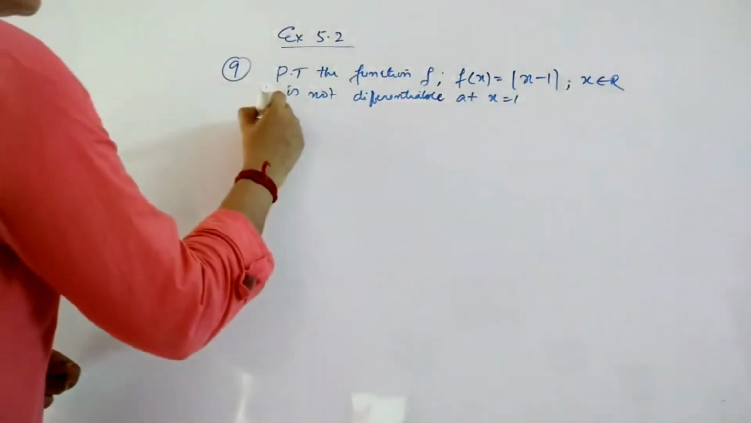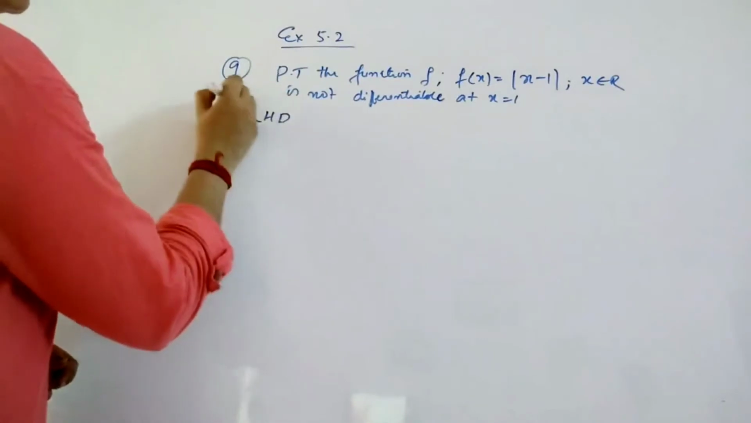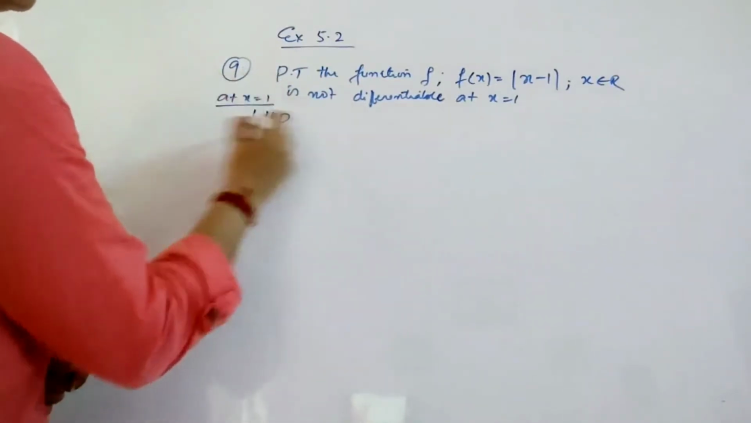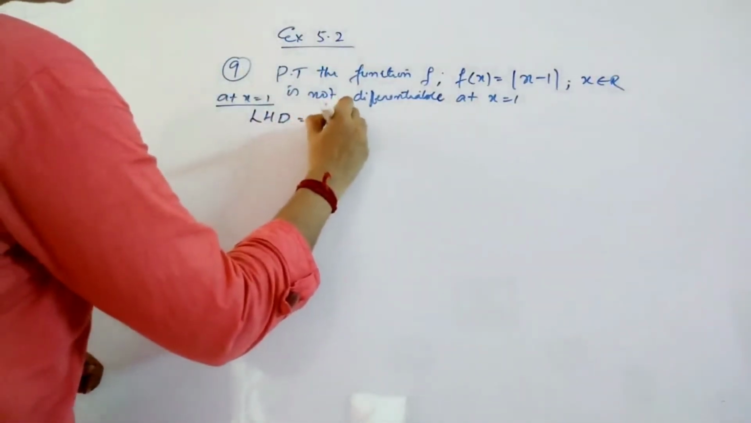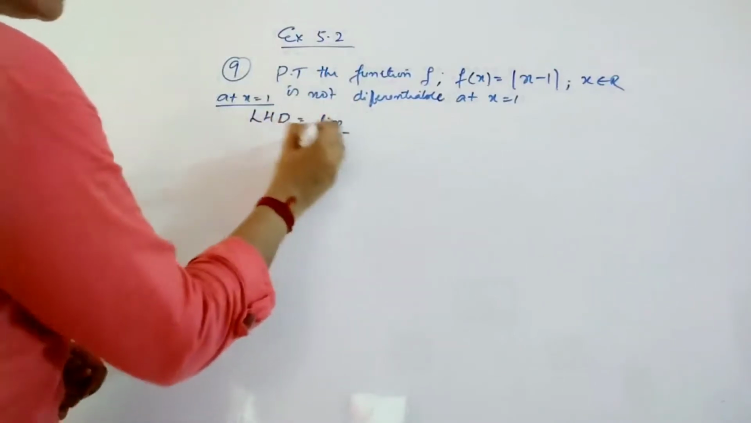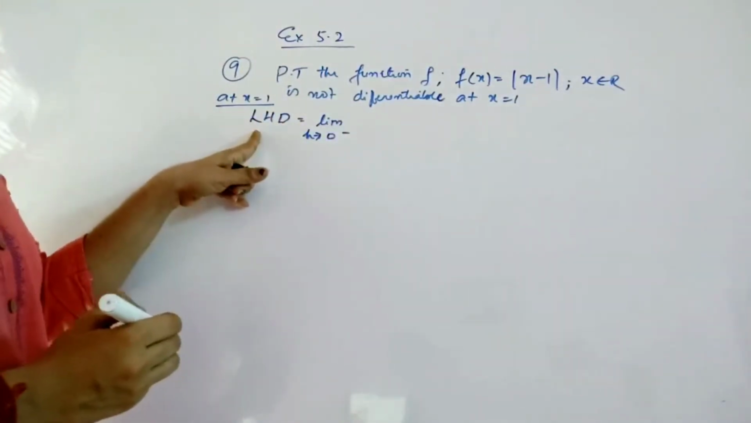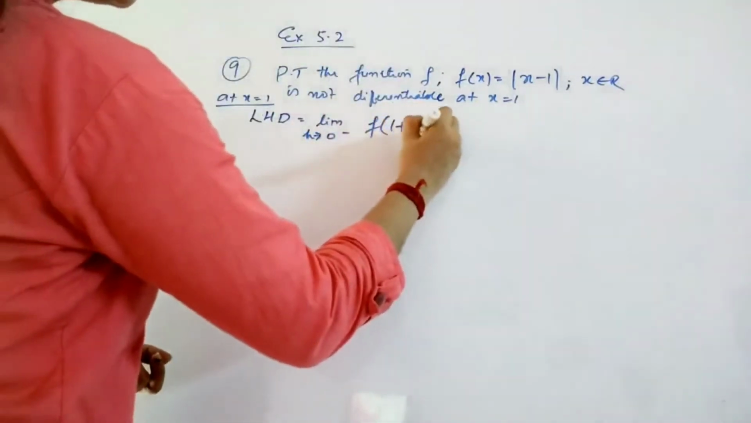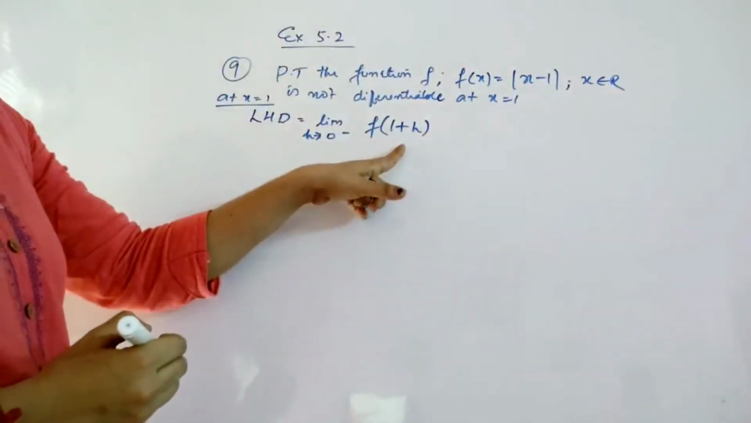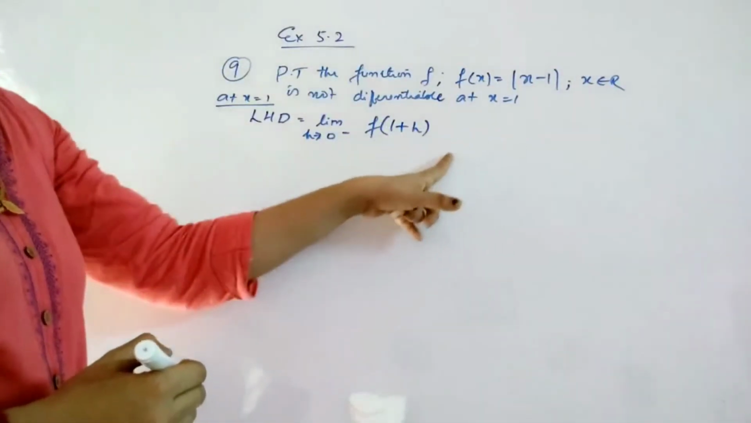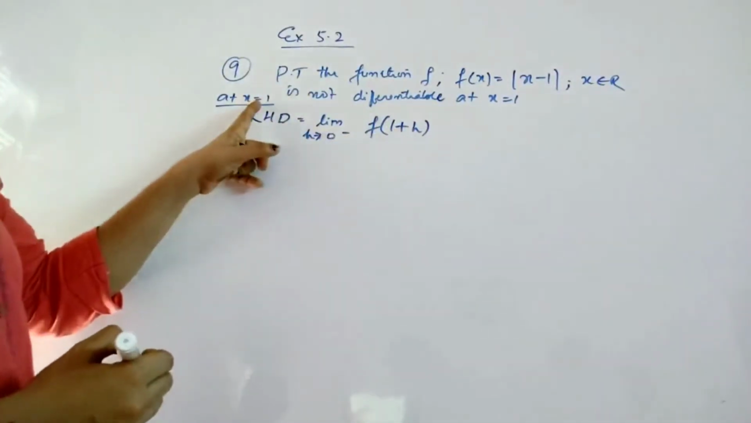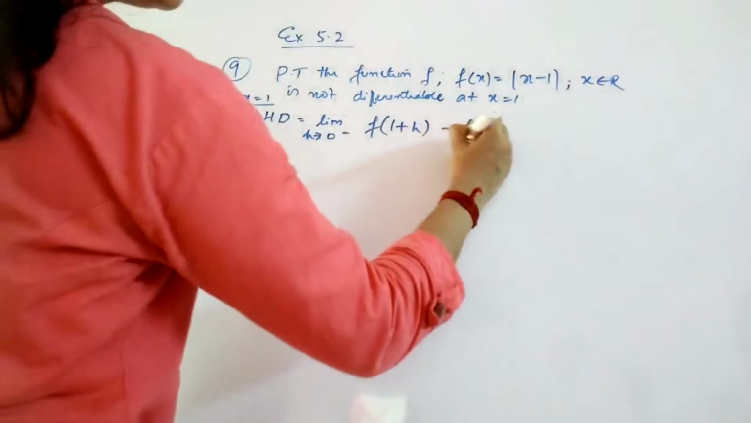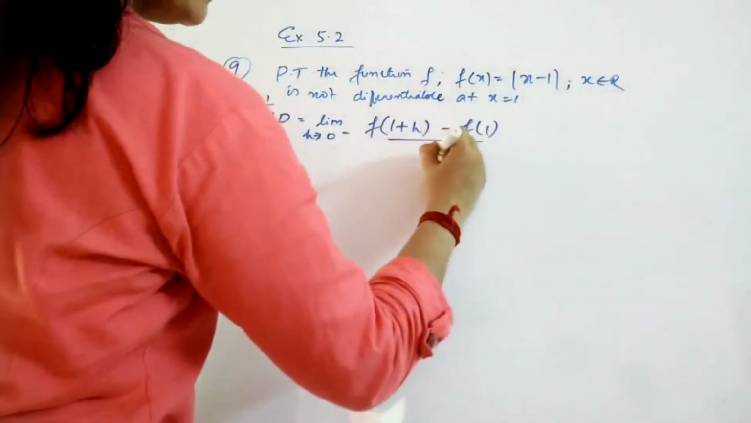So we will start with LHD. Since we are checking at the point x = 1, your LHD means the limit as h tends to 0 minus, since it is left, of f(1 + h) instead of f(c + h). When your definition is f(c + h) − f(c) divided by h, here your c is 1. So f(1 + h) − f(1) divided by h.